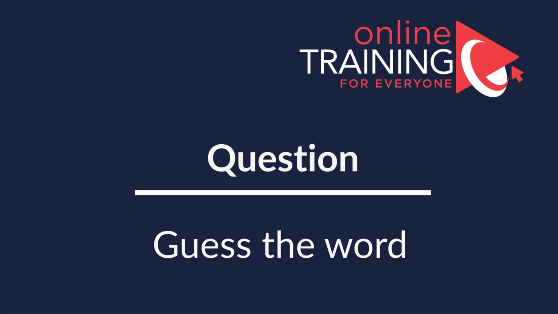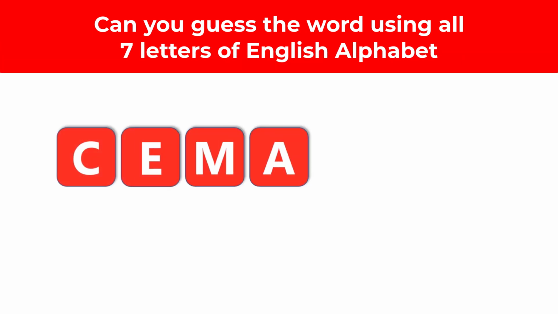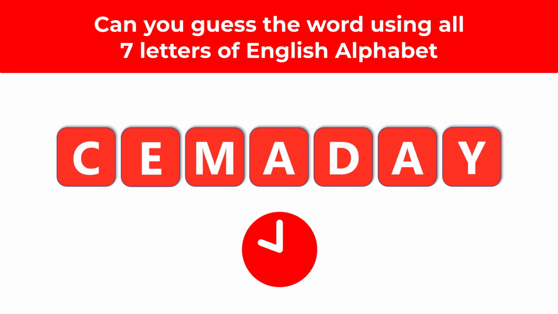Here's the tricky problem we frequently see on the test. You're presented with 7 letters of the English alphabet. The letters are C, E, M, A, D, A, and Y. And you need to guess the word using all the letters presented.